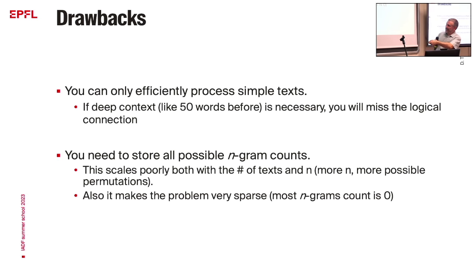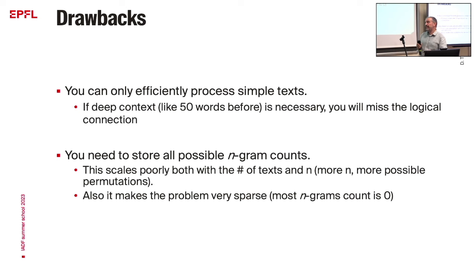So that's problem two. You need to store all possible combinations of sequences of length n. And it depends on the size of your dictionary, which is all the words that are possible. So you take Wikipedia, you look at all the words that occur in Wikipedia, this is your dictionary. And then you need to count how many times cat the swimming pool occurs, cat the forest, cat the dog, and all the possible combinations. This is insane, if you think about it.